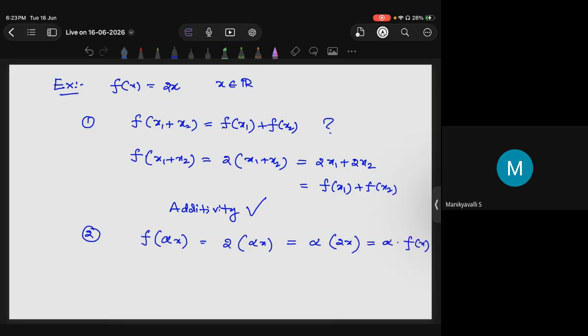Now you see, homogeneity is also satisfied. Hence the system is linear. Sorry, don't say system, I'm not saying any system. So hence the given function is linear function. Is this clear? Any doubt, any query?